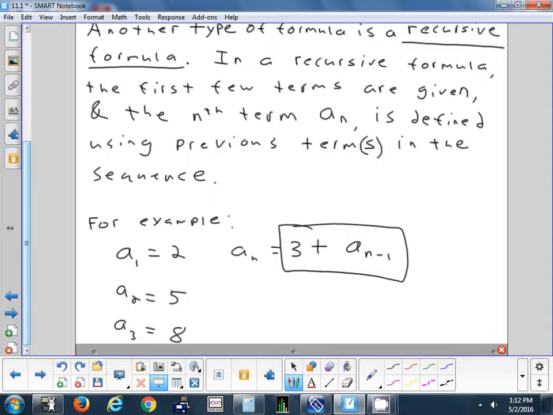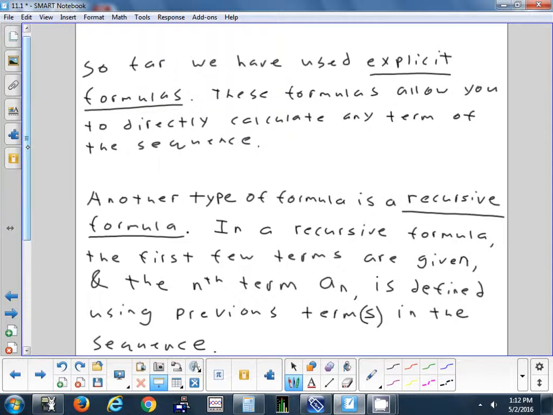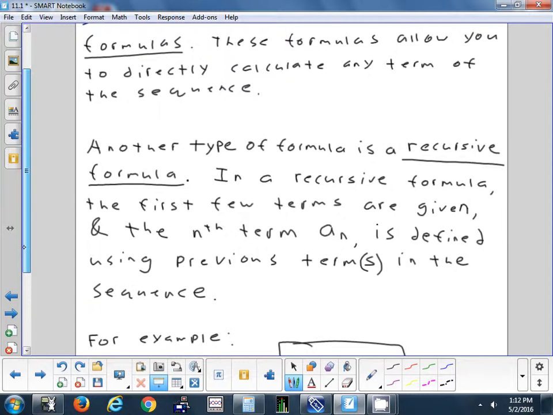Okay, not bad if you just have to find a couple terms, but certainly we would want to do this for very high numbers of terms. Okay, any question on the difference between explicit and recursive?